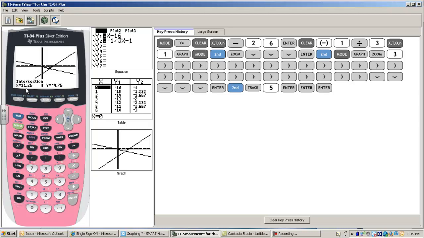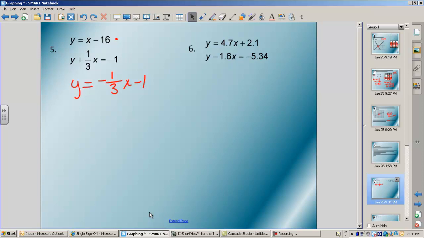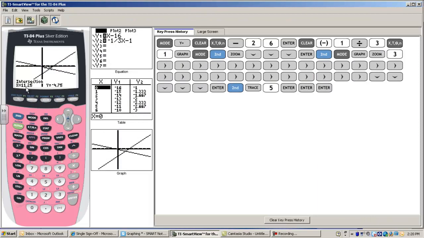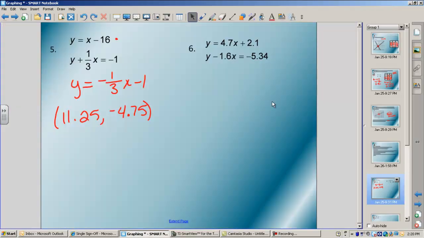So there's our answer, 11.25 and negative 4.75. So this is where those two lines cross. So when I write down my answer here, my ordered pair is 11.25 and negative 4.75. And yes, the decimals are fine. But instead of having to go through elimination or substitution, my calculator took care of it for me. So let's try the next one.